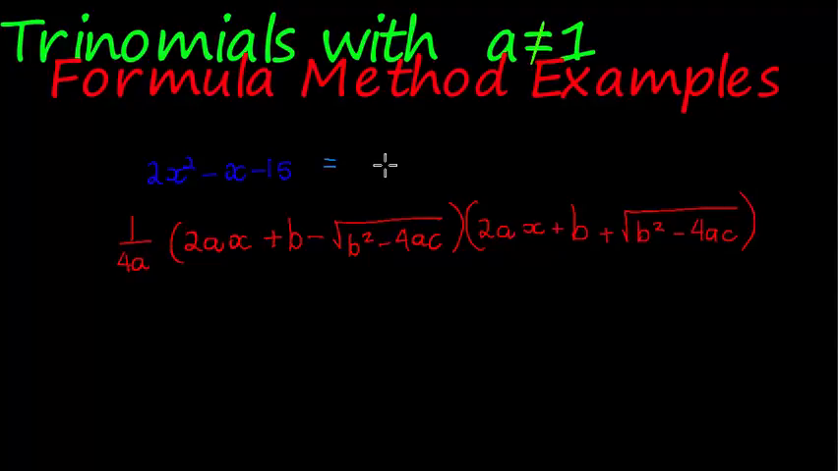First of all, in front of the bracket I'm going to have a 1 over a, and maybe you didn't know that, but this is ax squared plus bx plus c. Now a is equal to 2, so 1 over 4a means it's 4 times 2, so this is 1 over 8. And then in my first bracket, let's work out the 2a. A is equal to 2, so 2a is equal to 4. Then that's 4x.